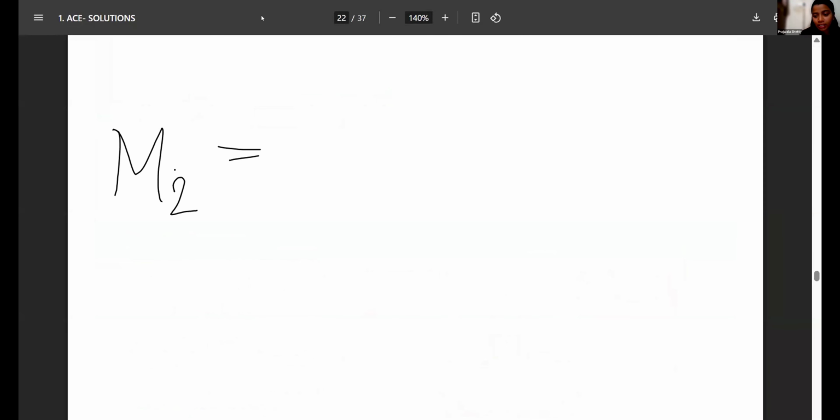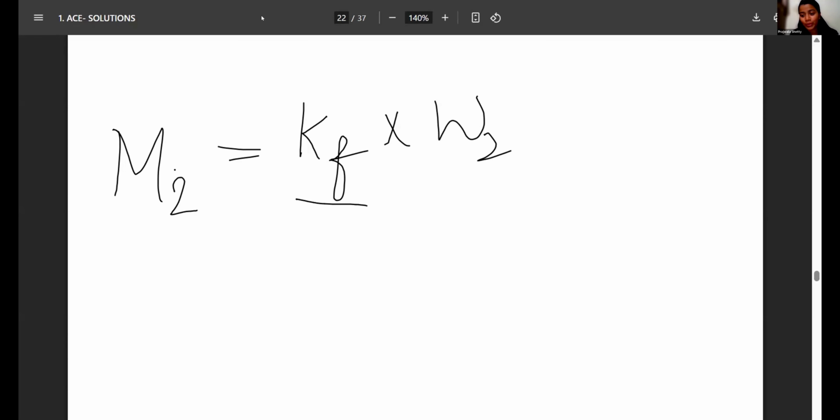Yeah, please note this. M2, again, molar mass find madak helthare. In that case, you should write this: M2 is equal to KF into W2. What is KF? Any answer? Would you like to share? No? Okay. KF is the cryoscopic constant, where KB was the ebullioscopic constant. Here it is the cryoscopic constant.